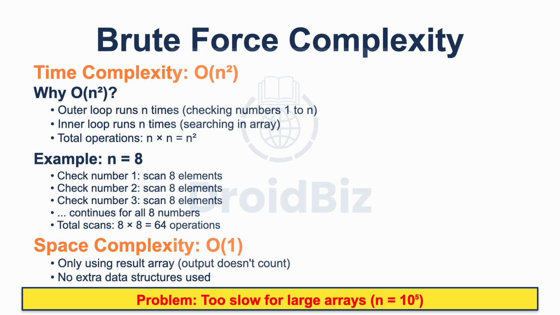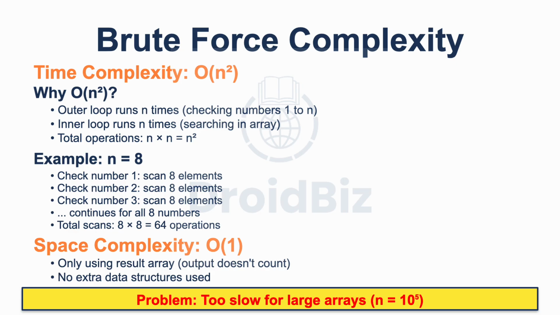Let's see an example where n equals 8. To check number 1, we scan 8 elements. To check number 2, we scan 8 elements. To check number 3, we scan 8 elements. This continues for all 8 numbers. The total scans equal 8 times 8, which is 64 operations.